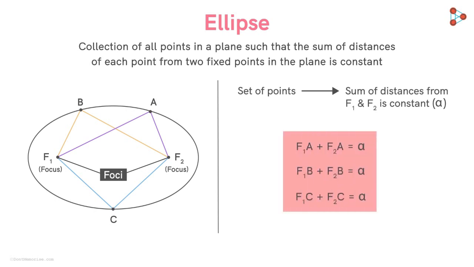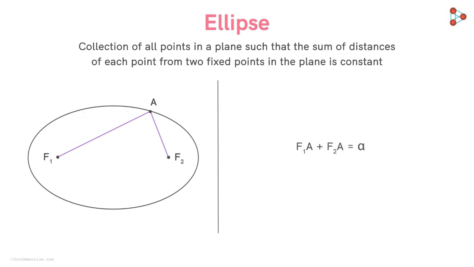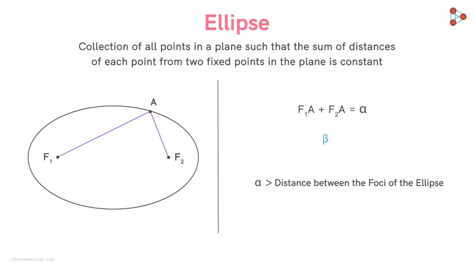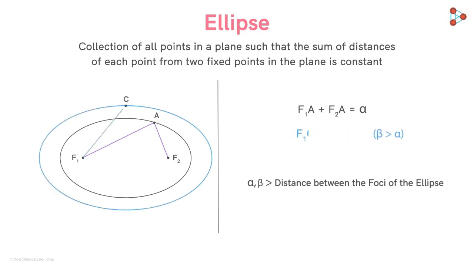Here we took the constant to be alpha, but we can take it to be any number for the constant sum of distances, with the only condition being that it should be greater than the distance between the foci of the ellipse. Now suppose we want the constant sum of distances to be beta. Let's say beta is greater than alpha. Then the set of points corresponding to this constant beta will be this ellipse. If we take the constant to be the number gamma, which is less than alpha, then the ellipse will look like this.